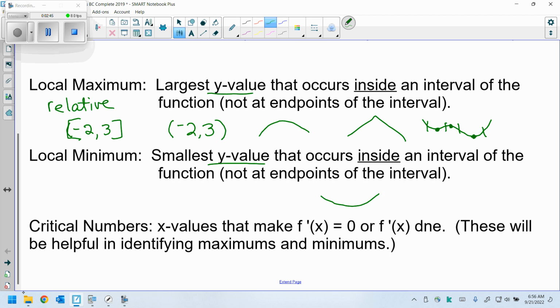And critical numbers. We've used this term critical values, critical numbers before. These are x values, not y values. X values that make the derivative 0 or make the derivative not exist. And we'll see shortly how these can be really helpful when we try to find maxes and mins. So let's see how we're going to use this.